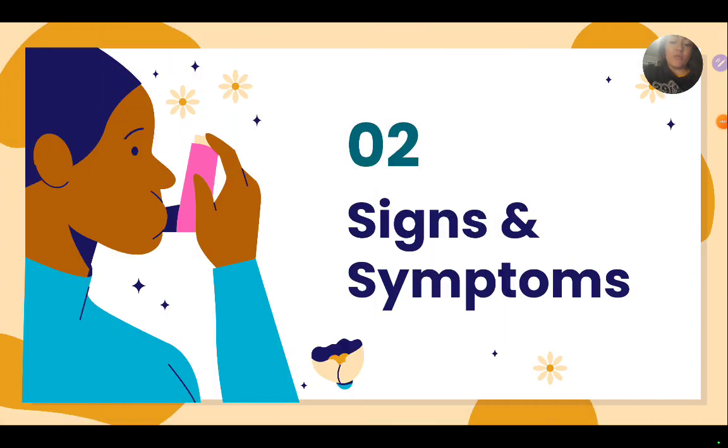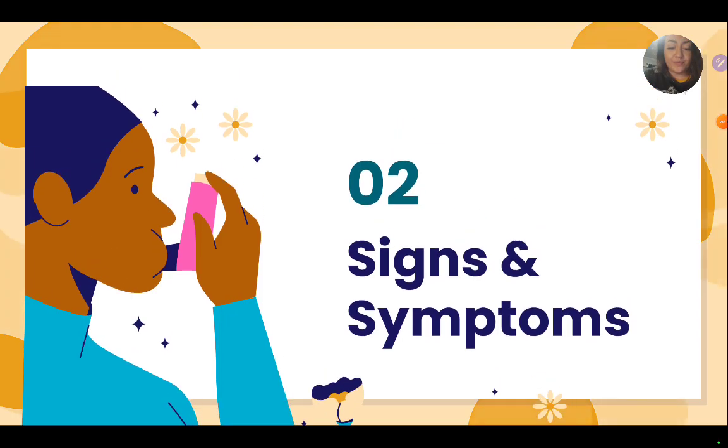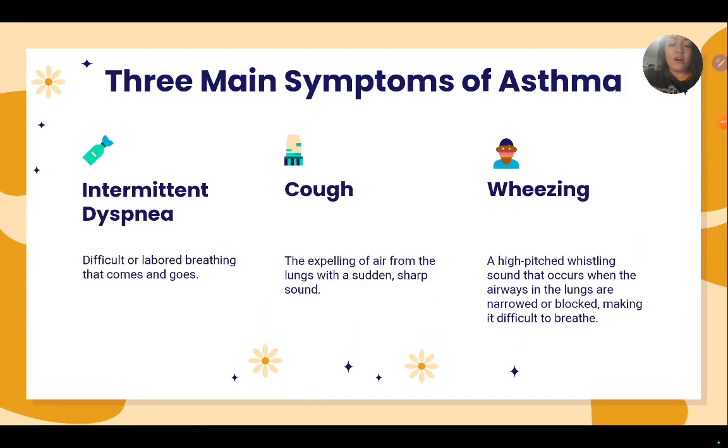In this next section, we'll be discussing the signs and symptoms that you would typically see in an asthmatic patient who may present to you in clinic. There are three main or classic signs and symptoms in asthma. These are intermittent dyspnea, a cough, and wheezing.